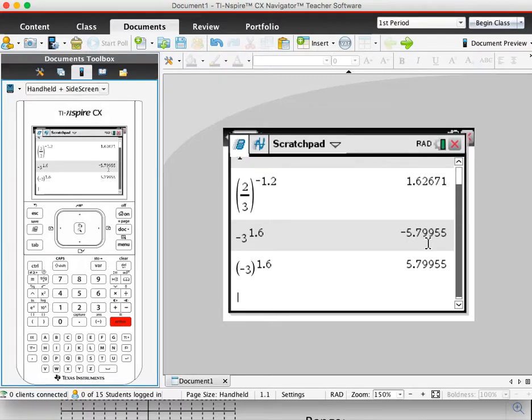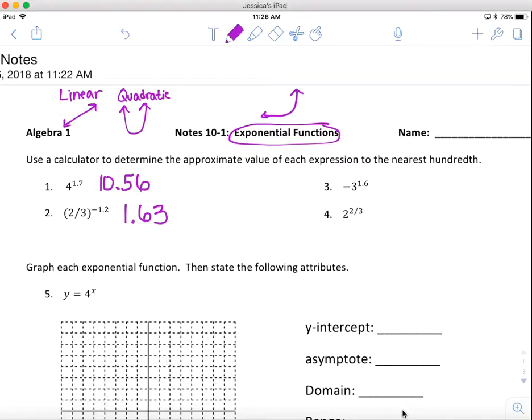And then watch what happens whenever you round this. The 9 is going to bump this 9 to a 10, which is going to bump the 7 to an 8. So be really careful with your rounding. We're going to write this as negative 5.80.